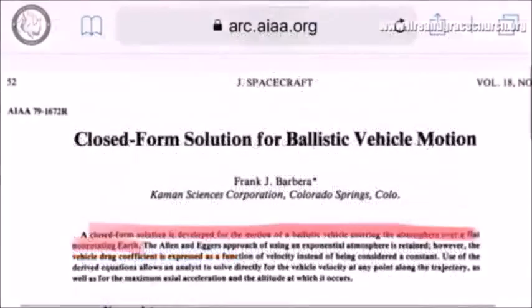Over and over again. I mean, I could do this. Closed form solution for ballistic vehicle motion. Meaning we got to know where this thing's going to come down. And what does it say right here? Entering the atmosphere over a non-rotating flat earth.